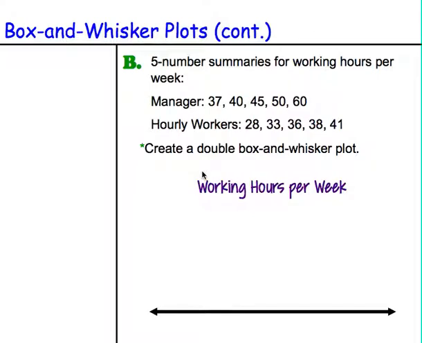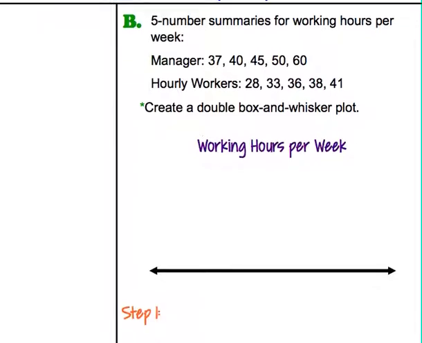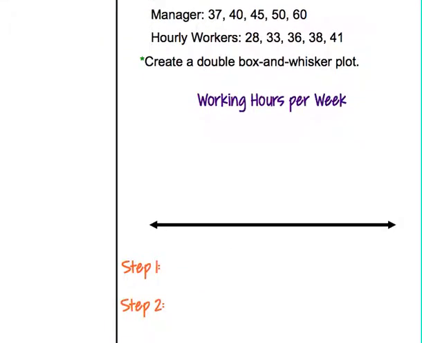Now that we know how to get our 5-number summary, I've given you the 5-number summaries for working hours per week for a manager and his hourly workers, and we're going to work on creating a double box and whisker plot. Once again, like every other kind of graph or display of data, it is very important that we make sure that we have a title. So I've supplied a title for you. This is working hours per week.